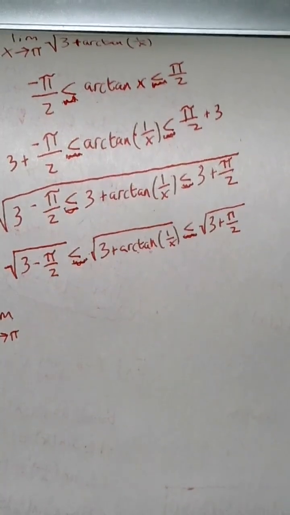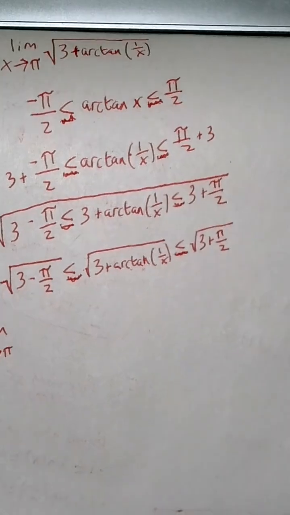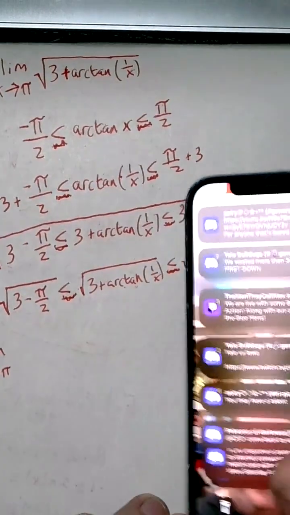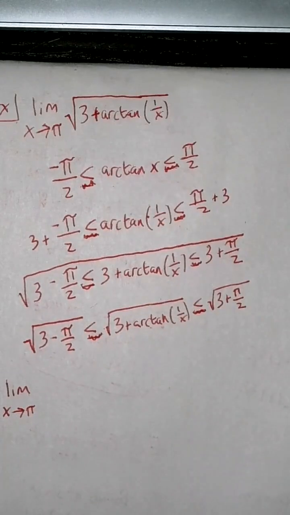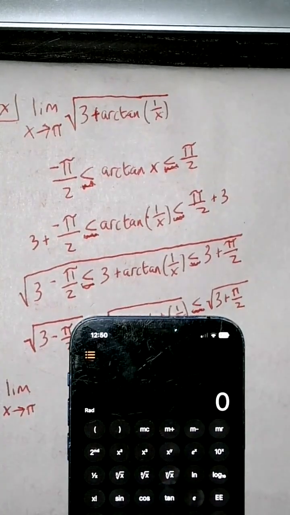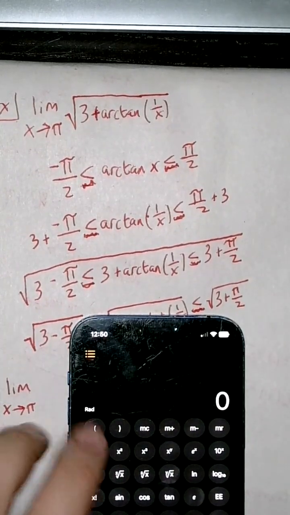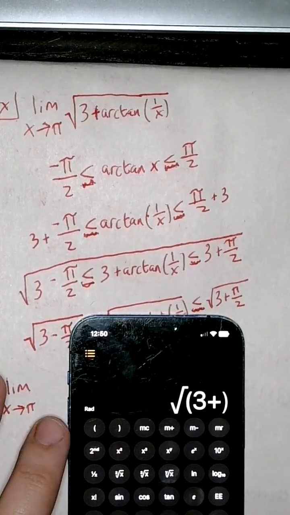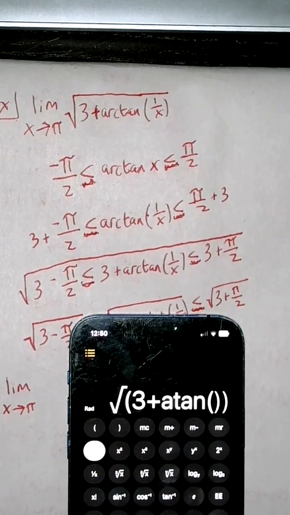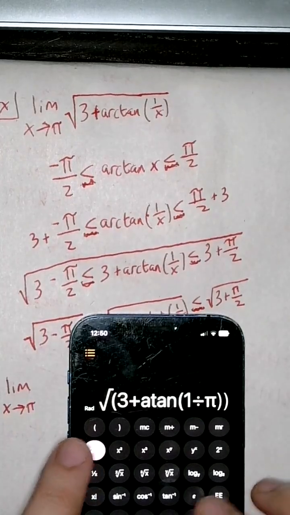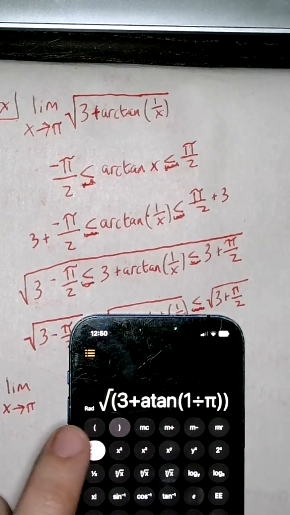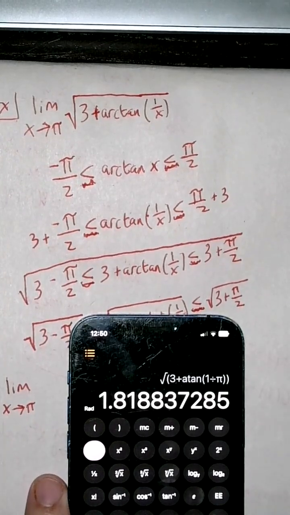Well, I completely forgot that my phone was charging out in the living room, so let me go ahead and do that. Yeah, so square root of 3 plus arctan of 1 over pi. Yeah. So it's about, that's our answer.